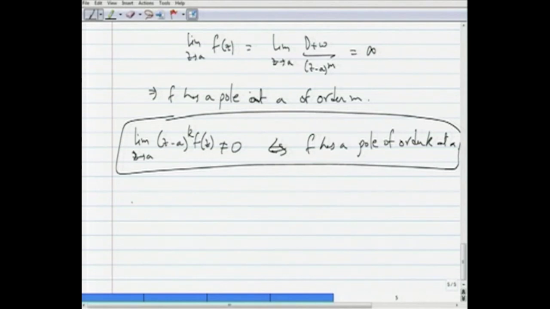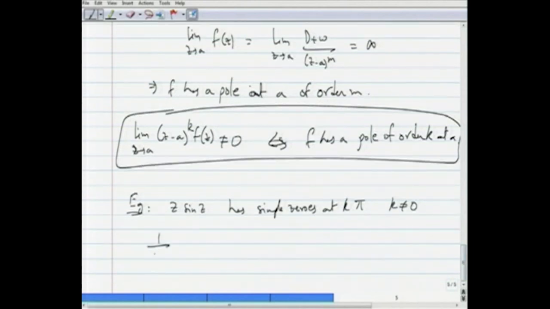And then here is a quick example. Let us consider the function f equals z sin z. We know that z sin z has simple zeros at k pi, k not equal to 0. So, if we consider 1 by z sin z, this has a pole of order 1. I am going in the opposite direction here, looking at the function g and then at the function f. So, 1 by z sin z has a pole of order 1 at any k pi, k not equal to 0.